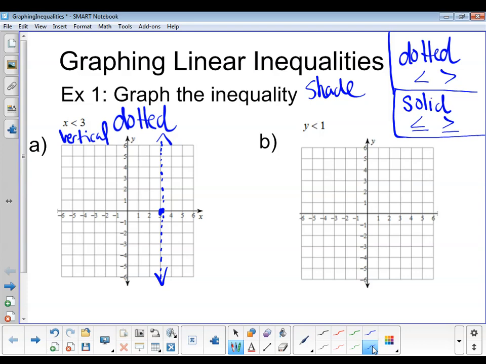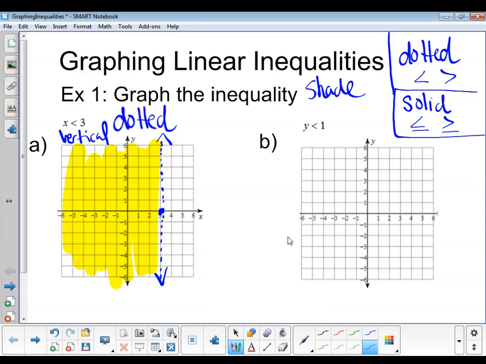And if we think about the x-axis as a number line with 3 at this blue dot, the numbers that are less than 3 would be 2, 1, 0, -1. Those numbers all occur to the left, which means we are going to be shading to the left of this line. And again, it is important that you do your shading whenever you're graphing your inequalities.